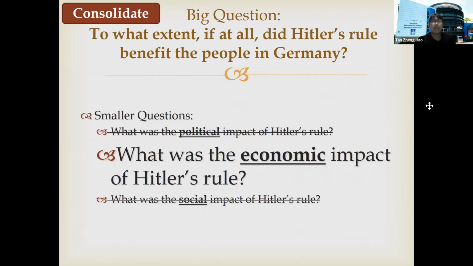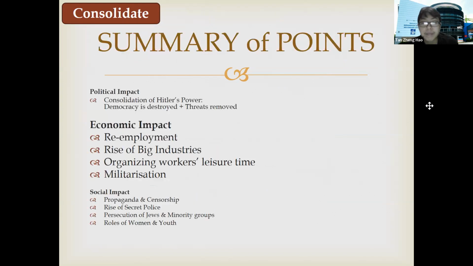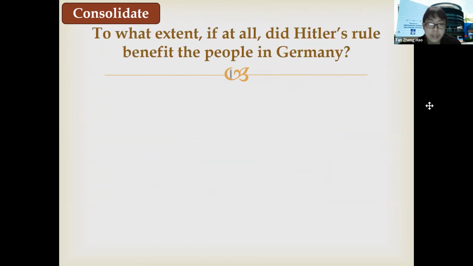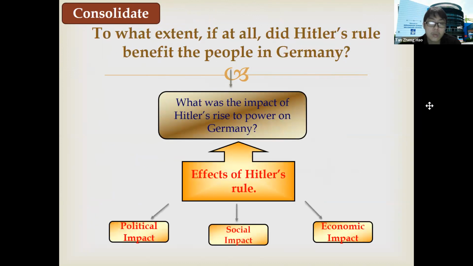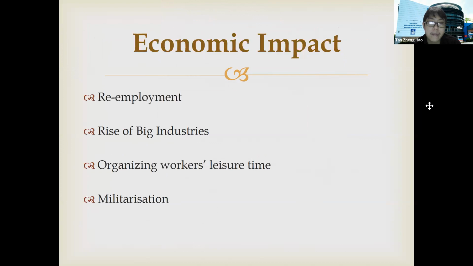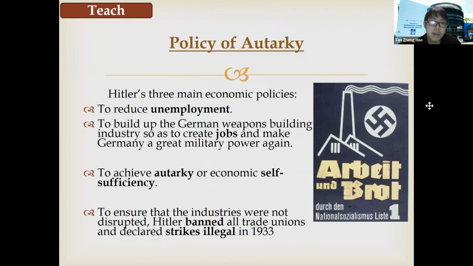Now for the last part, let's examine how Hitler's rule affected the economy of Germany. How did it affect the standard of living of people? We're going to look at these four things: re-employment, rise of big industry, workers' leisure, and militarization. So we are looking at economic impact. So what are these four points about?